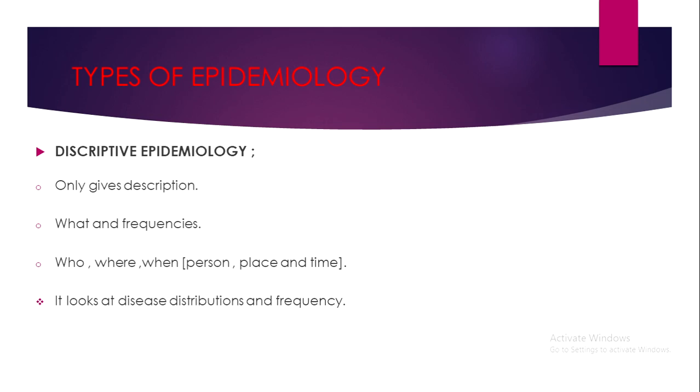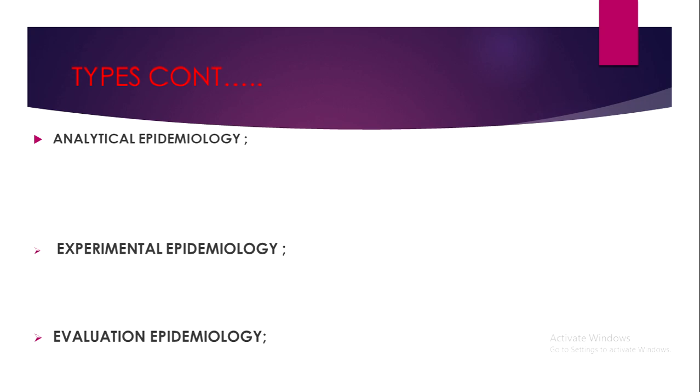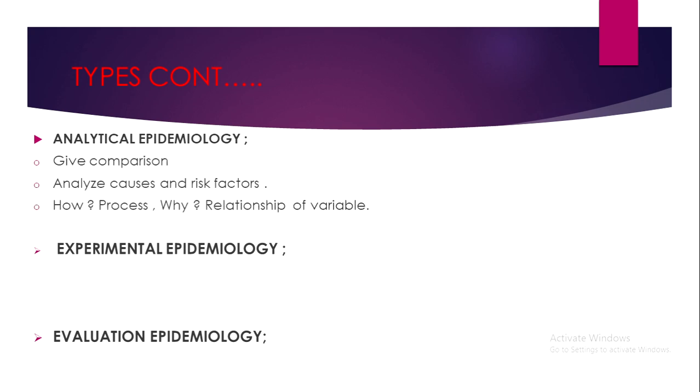So after my other lectures, we will study the epidemiological study designs. We will talk about descriptive epidemiology and its study design, which will be the cross-sectional study. Analytical epidemiology means that it will give us comparison. It will try to analyze the causes and the risk factors, so it will give us clues about the process of a disease spread, how the disease is spreading in a population, and why. It means that there will be a relationship of variables.